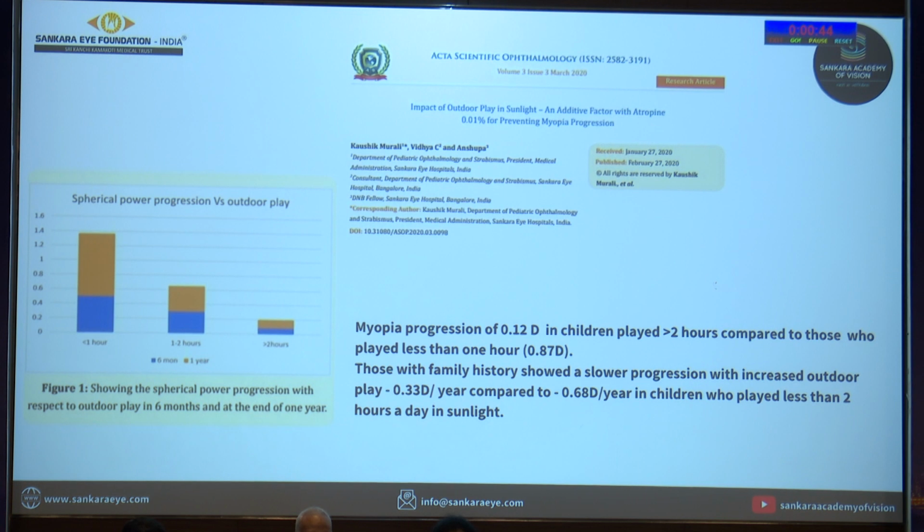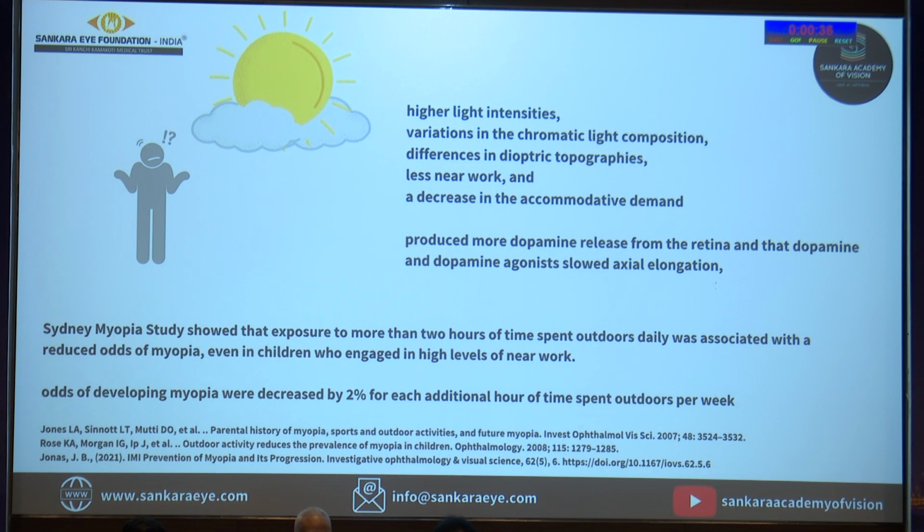We have again shown that children who spend more than 2 hours outdoors seem to have a significant slowing, especially where there's a family history of myopia. How does it work? Again, various theories abound. We don't know the intensity. Typically, parents ask us, should I send them in the morning, afternoon, evening? We say just kick them out for 90 minutes. It somehow seems to work.